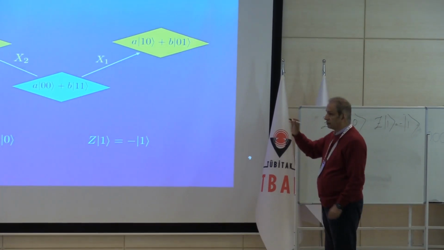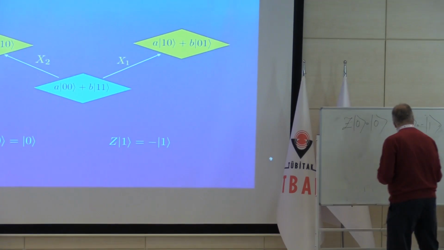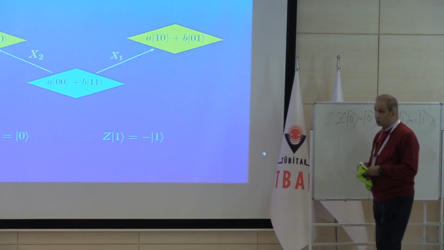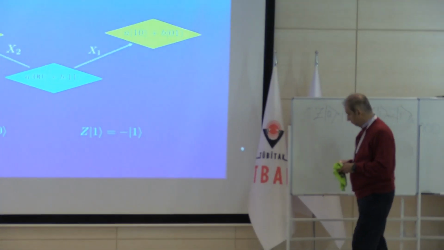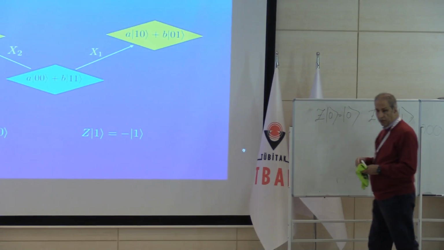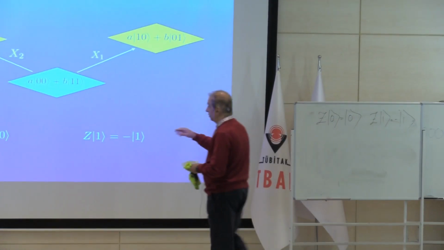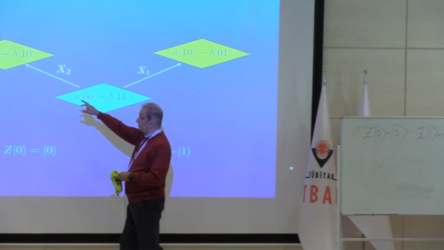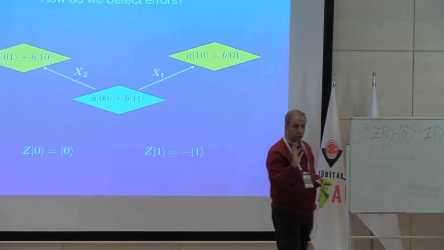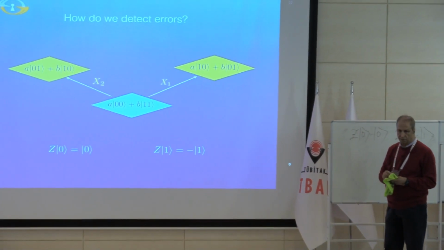If I measure the first state, what happens? The state immediately collapses, either 0 or 1. I have to make a measurement to understand whether I'm in this subspace or in this subspace, without destroying the state, without destroying the superposition. And that requires a clever measurement.